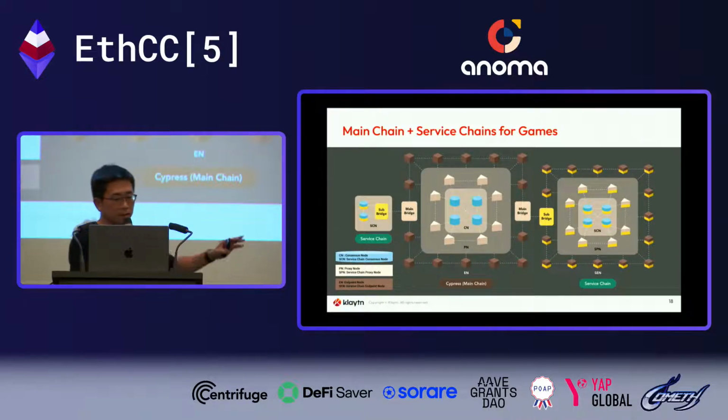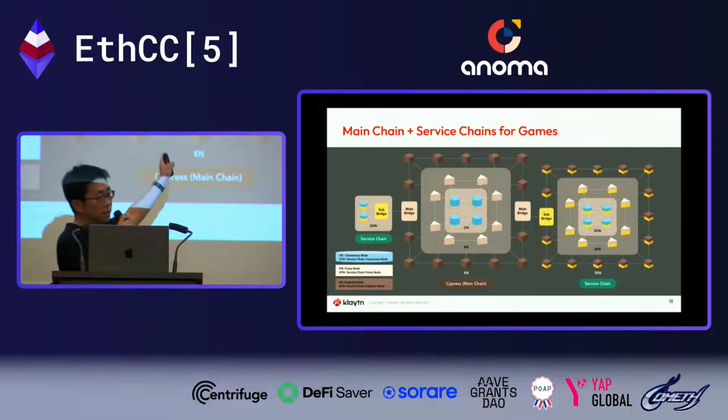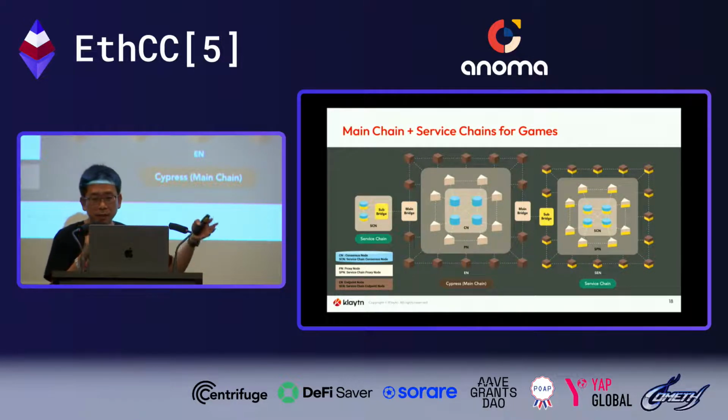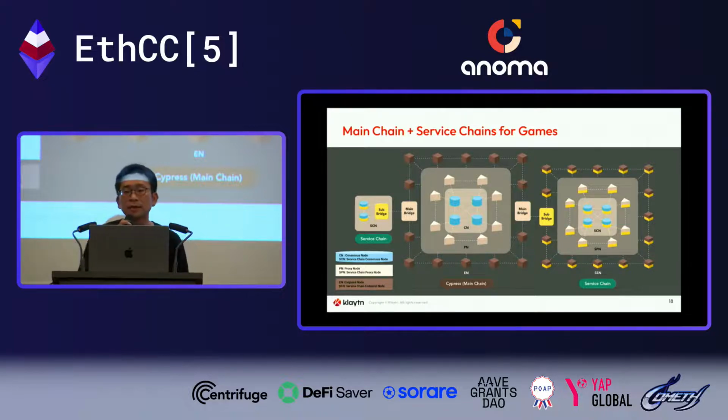So Klaytn has a 3-layer architecture: the consensus node network, and the proxy node and endpoint node network. And these endpoint networks are the interfacing layer for users and different chains. So the service chain on the right side is communicating with the main chain through this endpoint layer. This is a kind of simplified version.